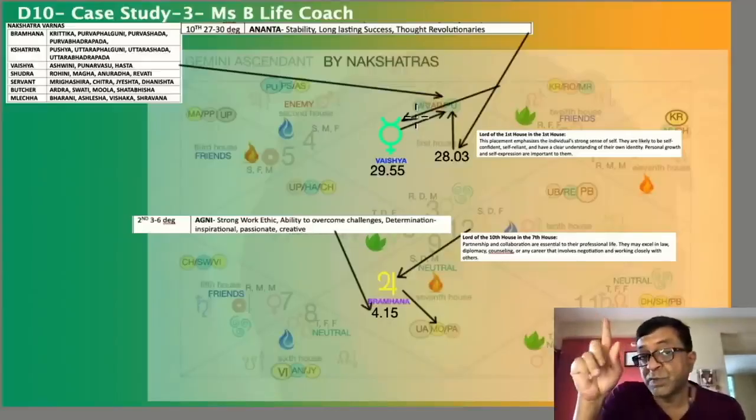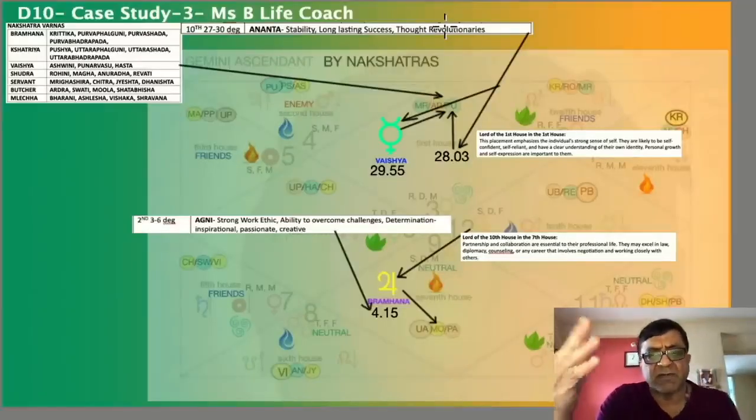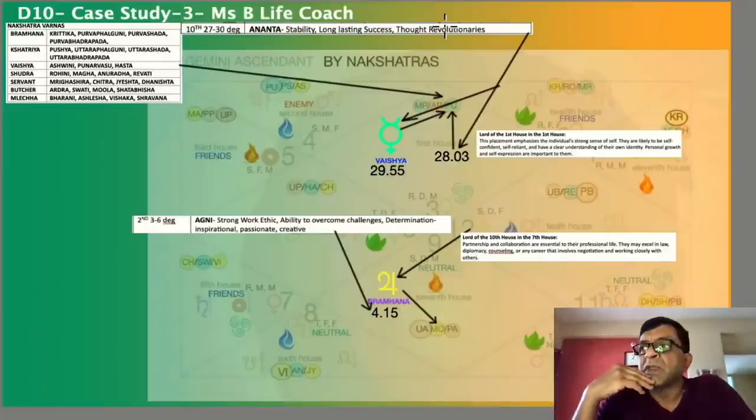Remember D10, the rules? First, you got to see the angle and the archetypes, the deities. 28.03 means she is in the Ananta angle, stability, long lasting success, thought revolutionaries. You have to have a revolutionary way of thinking if you want to be somebody's life coach, folks. This is necessary. You need to be in the last three angles. Before this, there's another one, Vayu angle also, right? The Vayu, Ishana, or the Ananta angle.